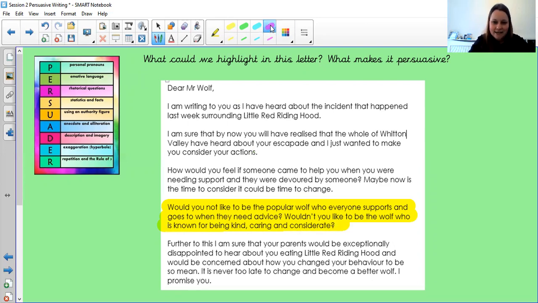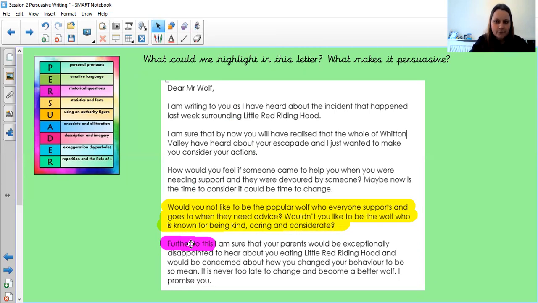Okay, can I spot anything else that's persuasive? Let's have a little look. What else could we pick out? I'm going to pick out this word here. Further to this. I think that's quite persuasive. It's giving another reason, isn't it, why the wolf should change.